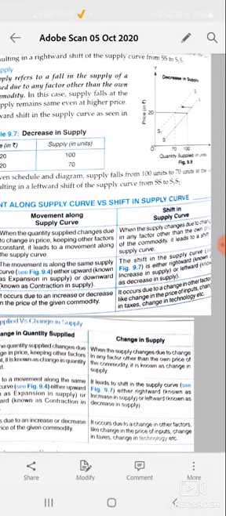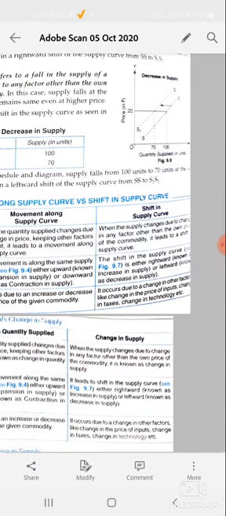But in shifting the supply curve, the supply curve shifts either rightward or leftward. So you will find three supply curves: one shifting to the right-hand side, one original, and one on the left-hand side. If it moves to the left-hand side, it is called a decrease in supply. If it moves to the right-hand side, it is called an increase in supply.